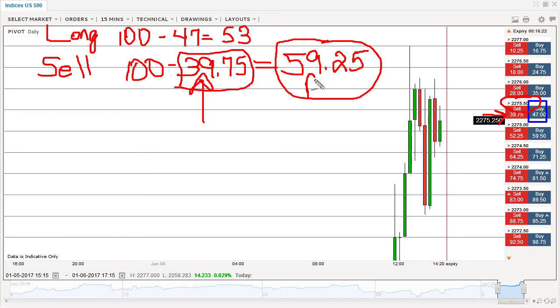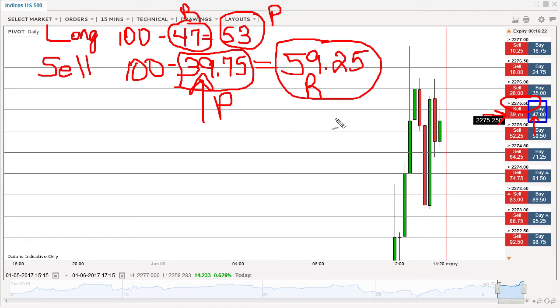So this is your risk, this is your profit. On the long side, this would be your risk because it's going up to 100. So your risk is this number, and your profit is this number. Of course, the ticket always shows this for you as well.